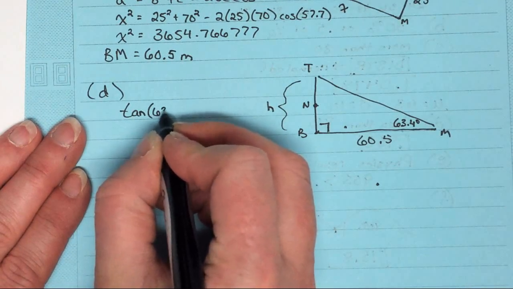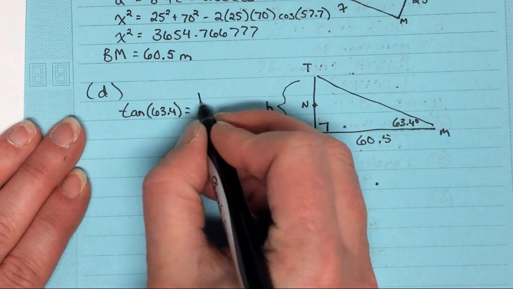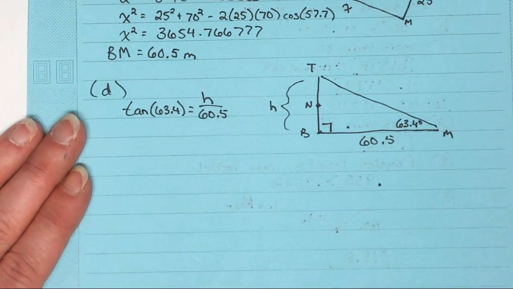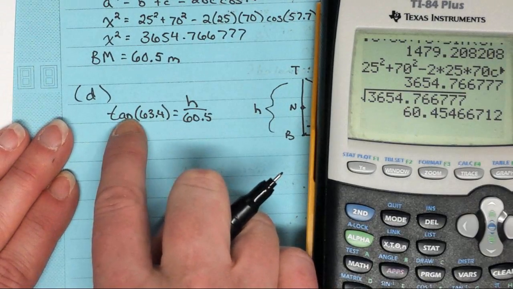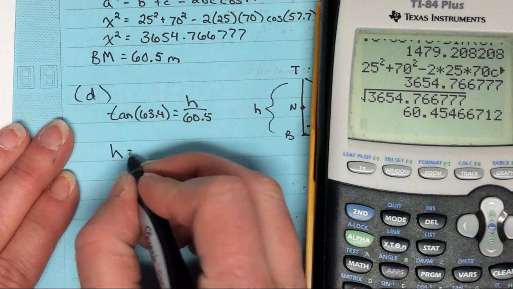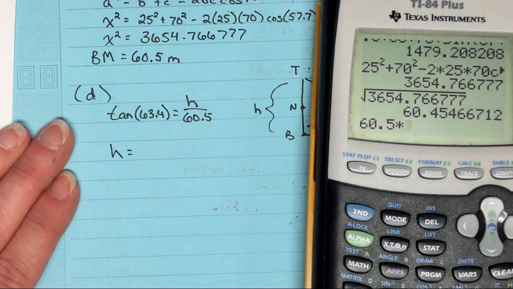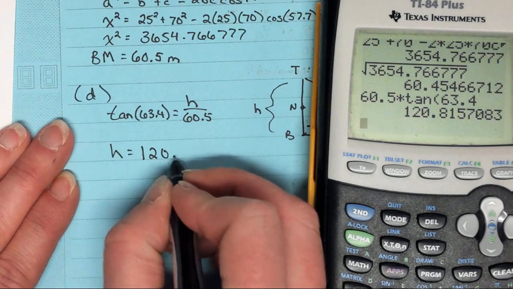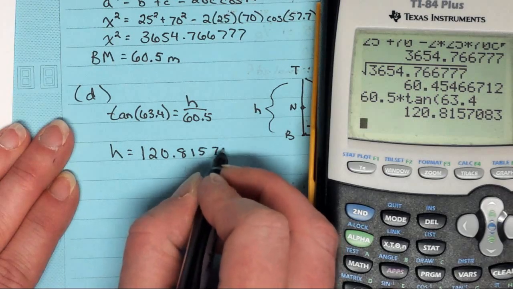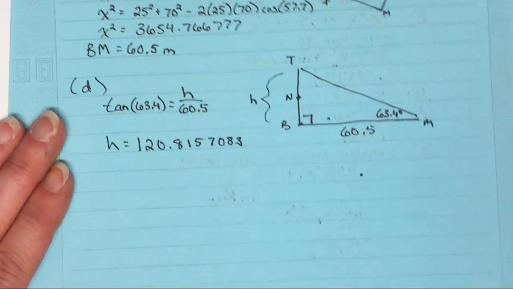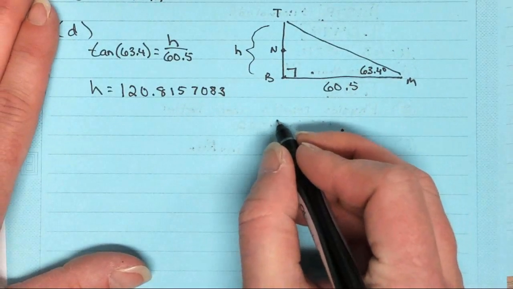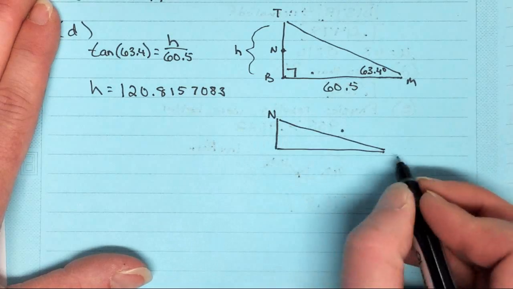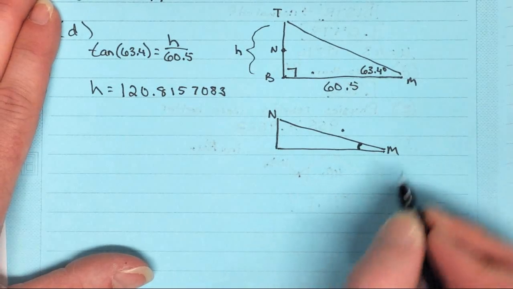Tan of 63.4 equals opposite over adjacent. So it's going to be 60.5 times tangent 63.4. Now that's the entire height. What we're trying to find, it says we want to find the angle of elevation from N to M. We're trying to find this little bitty angle right here.